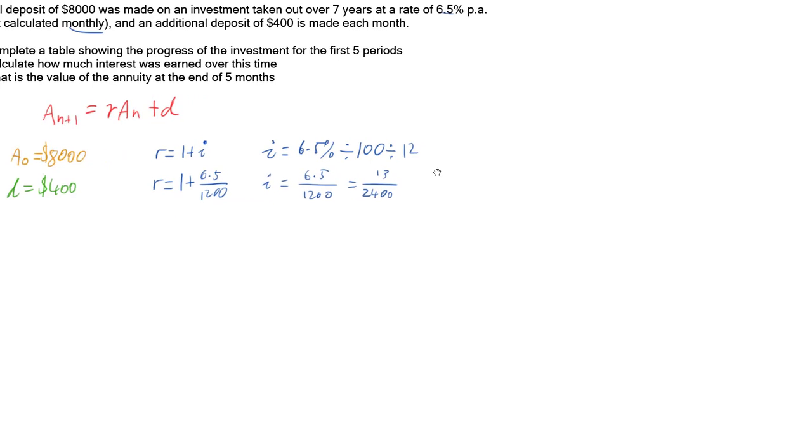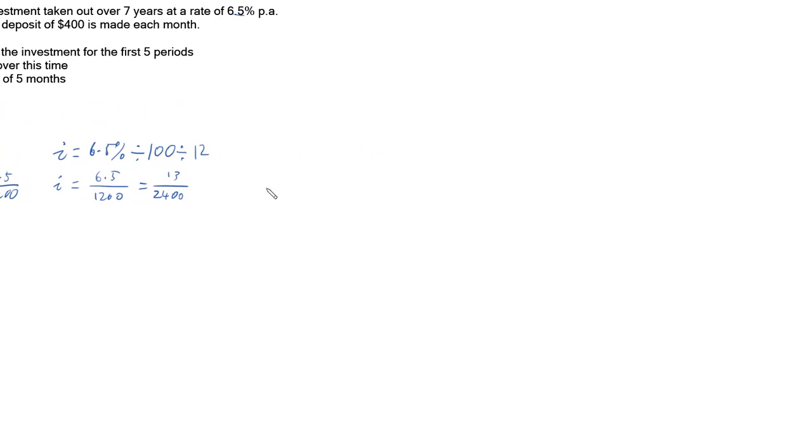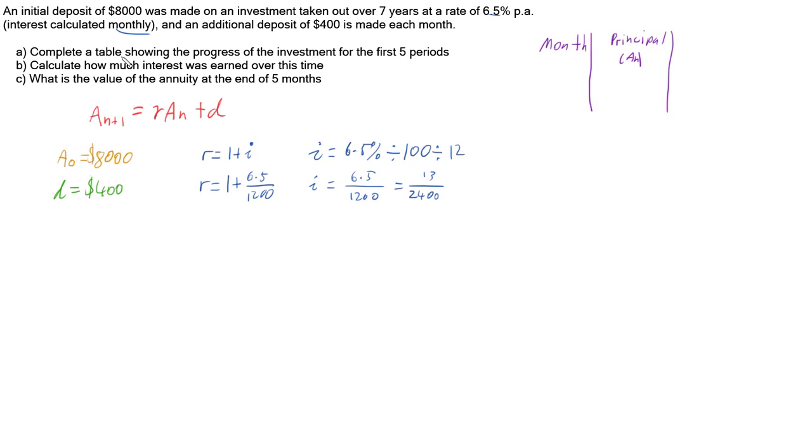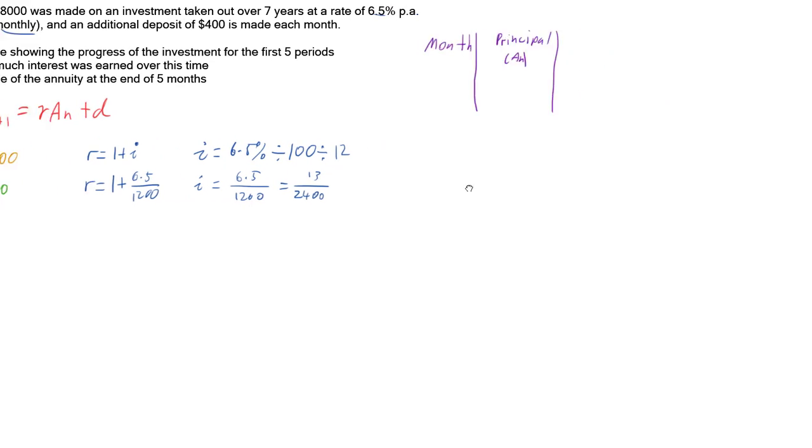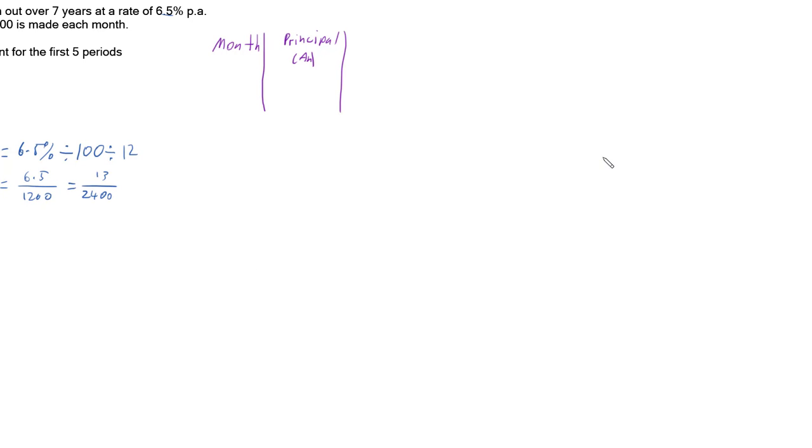So now let's start up a table, and I'm going to do the table off to the side. We're going to list off each period, so in this case we have months, and then we're going to list off the principal for that month, which is AN. We could go straight to the balance and work that out as one calculation in our table, but we've added a few extra columns that are normally required. So the next one is the principal plus the interest.